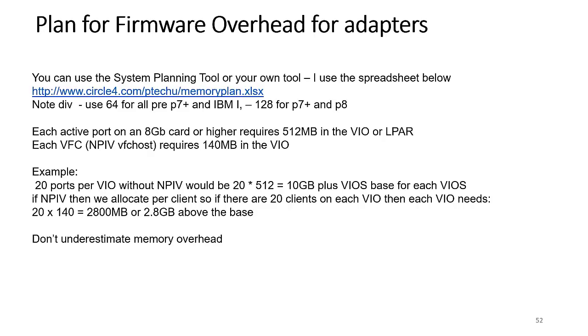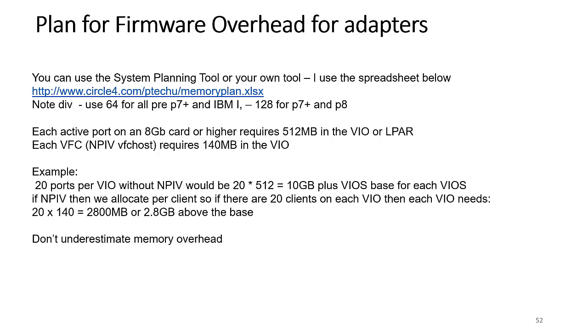One of the things that you need to do when you're planning for memory is you need to plan for firmware overhead. What I see all the time is people will add up the memory they need for their LPAR and they'll buy a server with that much memory. The problem is that you need to make sure that you have enough memory to deal with all the high-speed adapters that you may have, as well as the overhead caused by your maximum memory settings. I have a spreadsheet that I use. You can use the system planning tool or whatever, but basically every active port on an 8 gig card or higher, so think 16 and 32 gig, those high performance cards, every active port requires 512 meg in the VIO or LPAR.